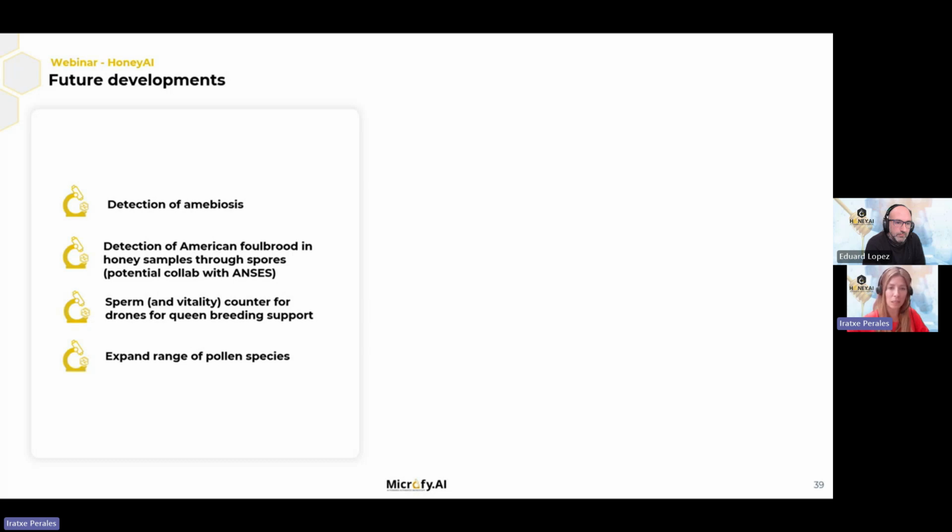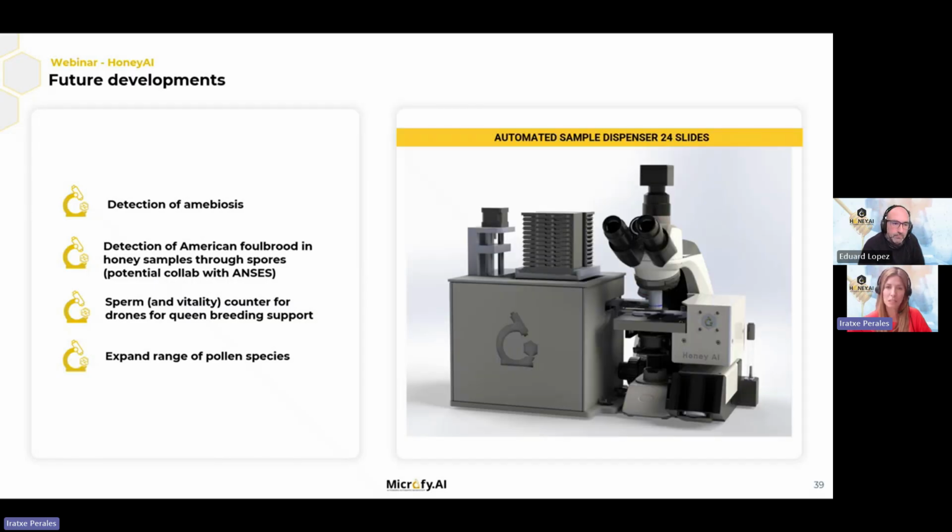Also, sperm and vitality counting for drones, for queen breeding support. And we are also working with a lot of external collaborators to expand the range of pollen species. And we are working on the automated sample dispenser to put 24 slides, so you can place the samples there, go home, keep the system working during the night, and then in the morning, you get the results, autonomous.